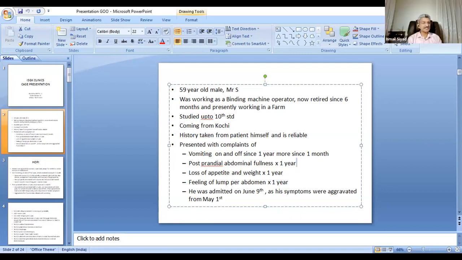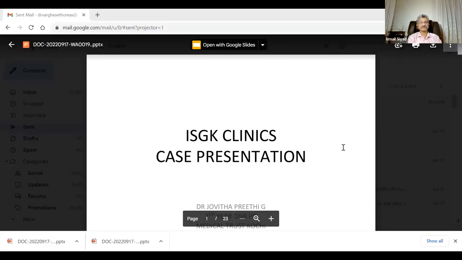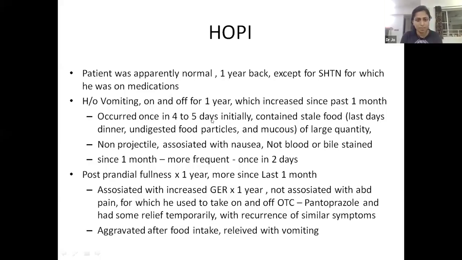The slide didn't change. You can click with your mouse. Yes, sir. The slides have gone off. Now it's full screen, I think. Okay. So has it been changed?